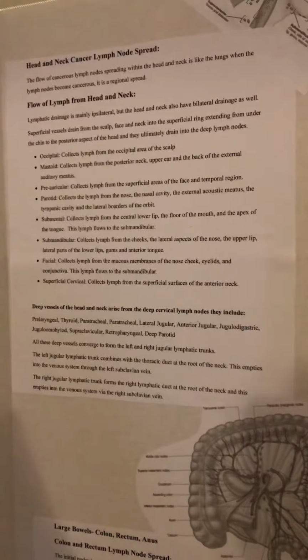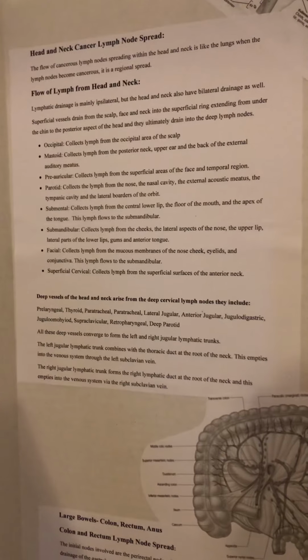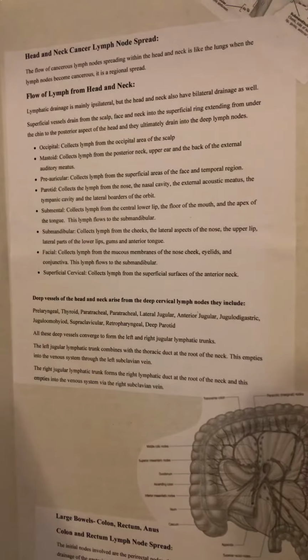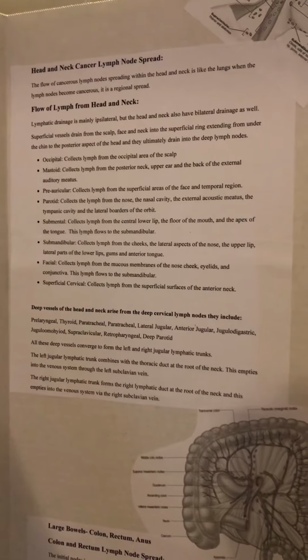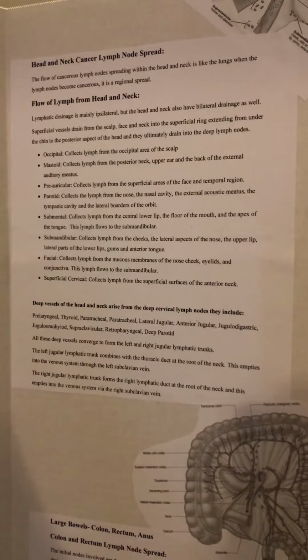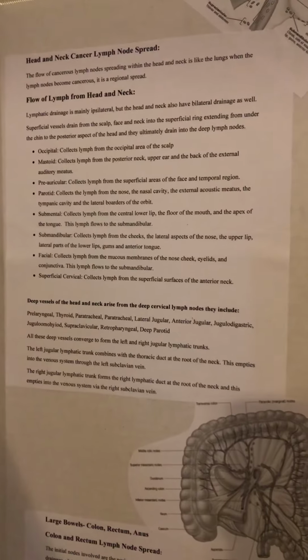All of these deep vessels converge to form the right and the left jugular lymphatic trunks. The left jugular lymphatic trunk combines with the thoracic duct at the root of the neck, and this empties into the venous system through the left subclavian vein. The right jugular lymphatic trunk forms the right lymphatic duct at the root of the neck and empties into the venous system via the right subclavian vein.